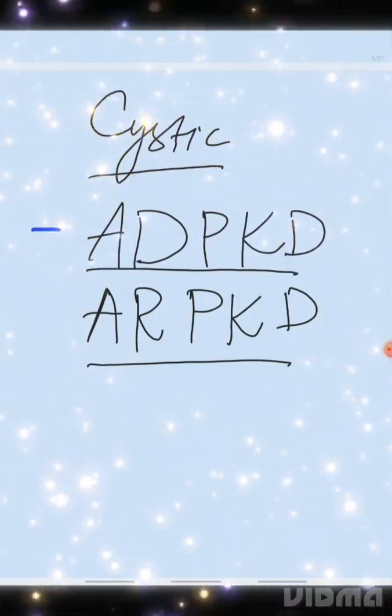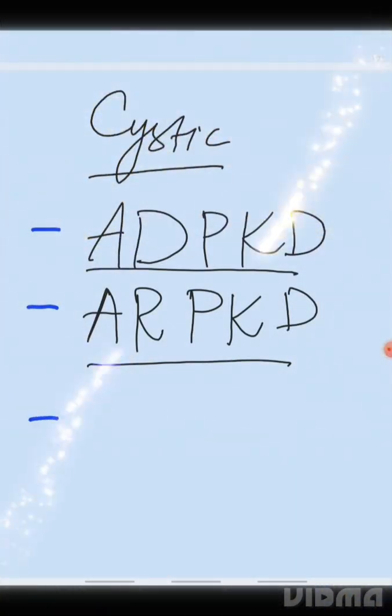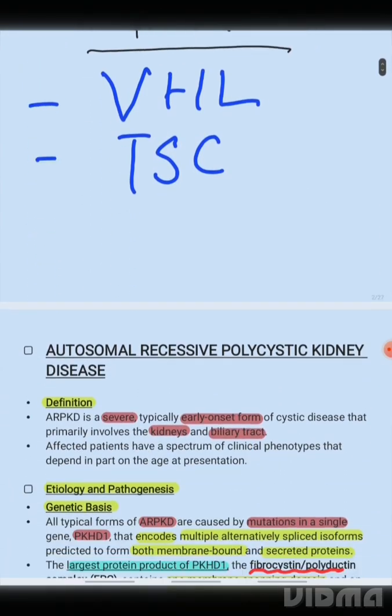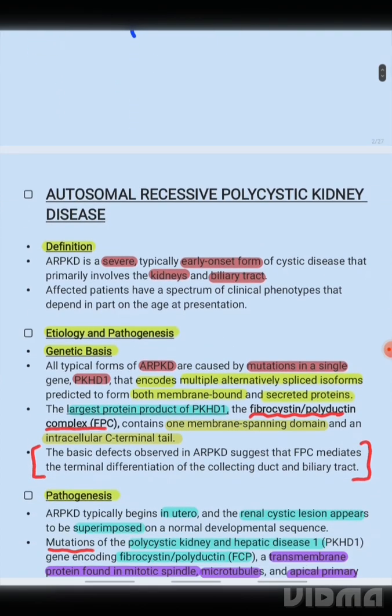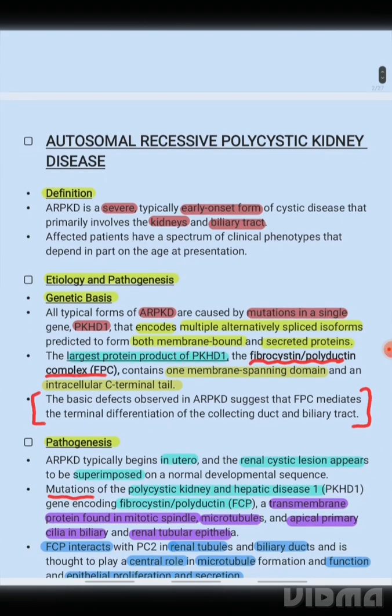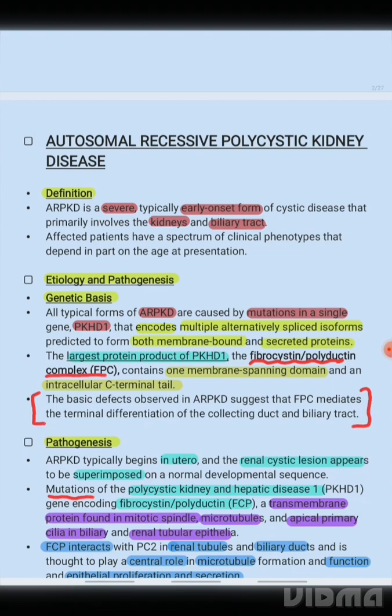few more types. The most common among them are adult polycystic, autosomal recessive, autosomal dominant, and apart from that, von Hippel-Lindau and tuberous sclerosis. So we'll come to that one by one. But today the topic is autosomal recessive polycystic kidney disease. So these are some of the terms which I have taken from my own notes. I hope this is going to help you a lot in your preparation for board exams and anything like that.